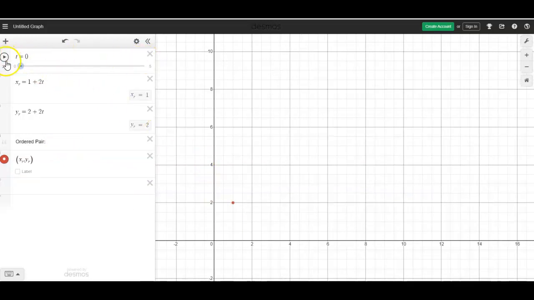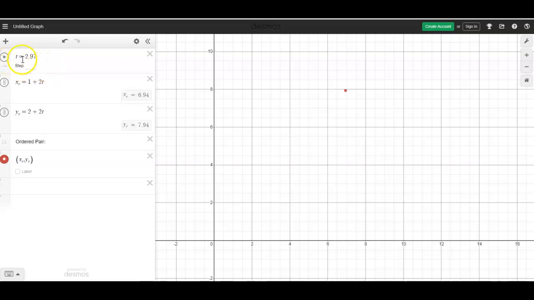Now let me slow this down a little bit because it's going to go pretty fast, and I only want it to do it once. So if I now press play, watch what happens to the particle. It starts to move in a straight line, and after about 3 seconds, you can see it's at the position 7, 8, which makes sense because if we go back to our table and plug in 3 for t, we should get 7 for x, 1 plus 6, and 2 plus 6 gives me the point 7, 8.